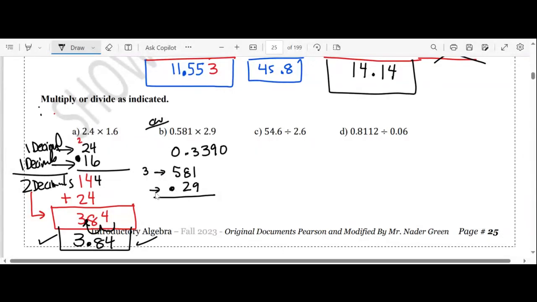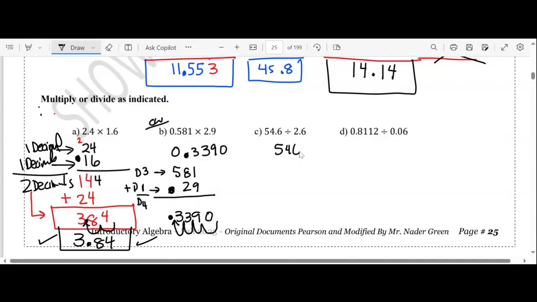And how many decimal places here? 1. So total, how many decimal places? So remember the decimal places. Then you multiply. And after multiplying, your final answer is 3390. And then you need to move 4, right? So you start from here. 1, 2, 3, 4. And you put the decimal point here. Okay? Clear? Now let's go to the next one.